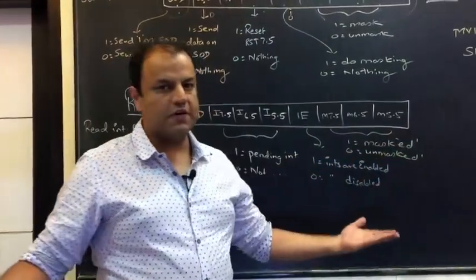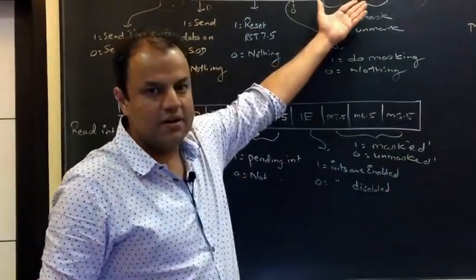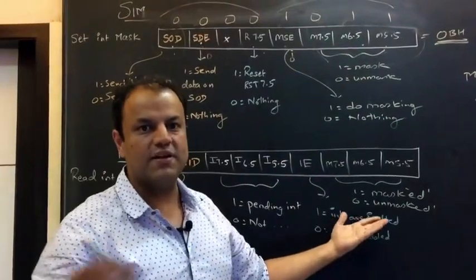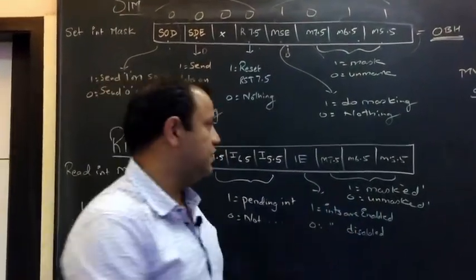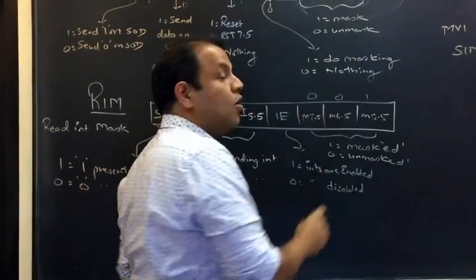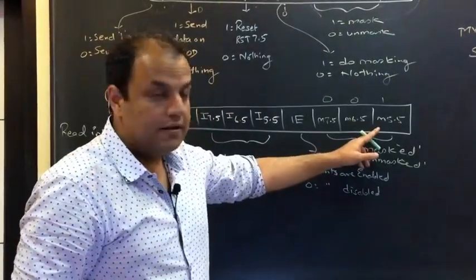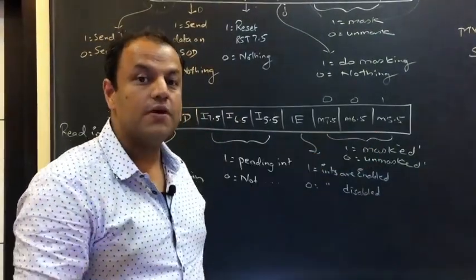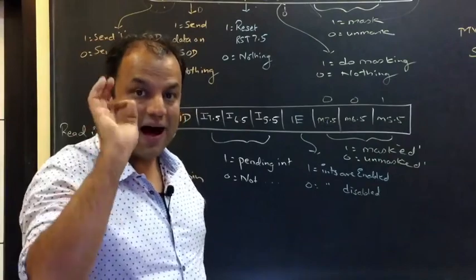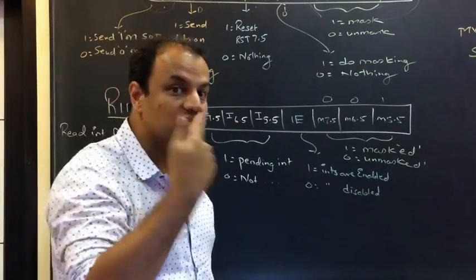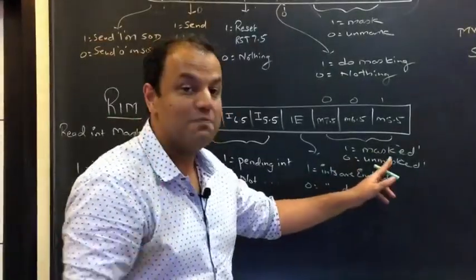M7.5, 6.5, 5.5, very obvious. You had given a masking pattern, it will give you back. That's why the name read interrupt mask. So if these three bits are 0, 0, 1, what do you understand? RST 5.5 is masked. Okay, you are not masking, you are finding out which is masked.